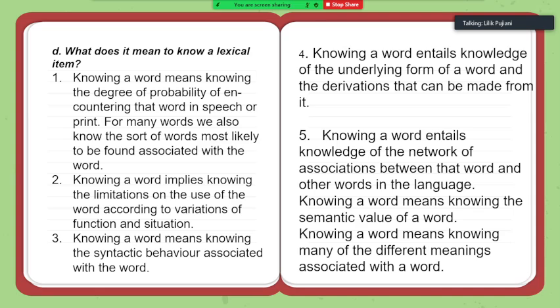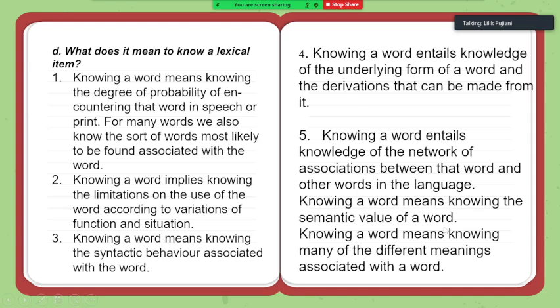The fourth, knowing a word entails knowledge of the underlying form of a word and the derivations that can be made from it. And the last, knowing a word entails knowledge of the network of association between that word and other words in the language. Knowing a word means knowing the semantic value of the word. Knowing a word means knowing many of the different meanings associated with a word.